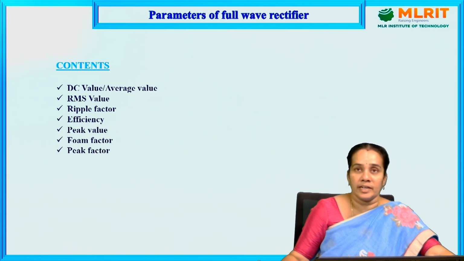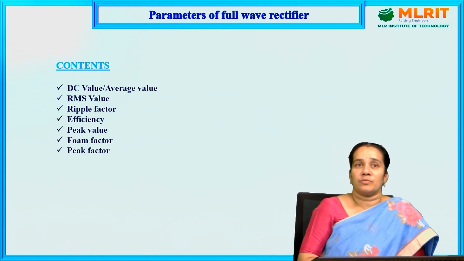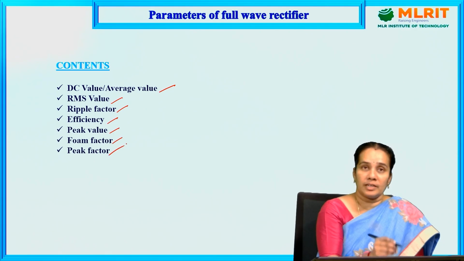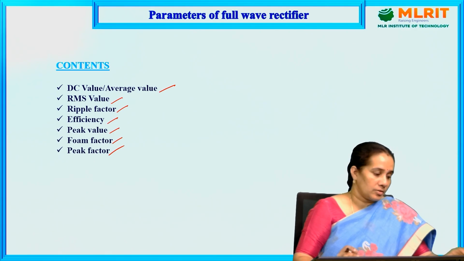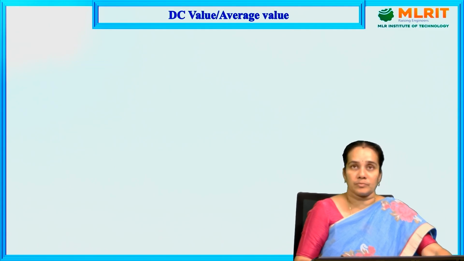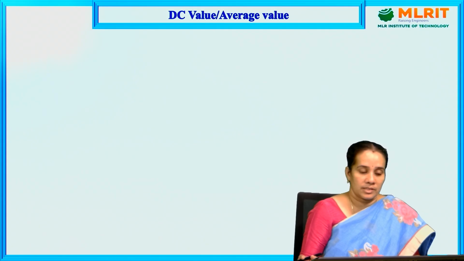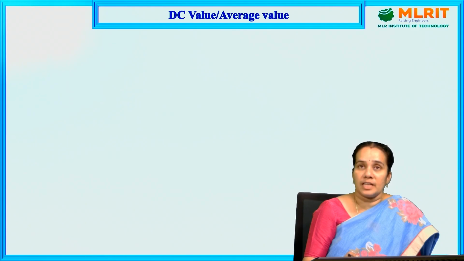So today's content is on full wave rectifiers. Same as the half wave rectifier, we have the DC value or average value, RMS value, ripple factor, efficiency, peak value, form factor and peak factor. All these will be discussed in today's video. So first, DC value. In the last video, we already stated that the DC value is nothing but the mean value. So for the mean value, we have to calculate the average value.